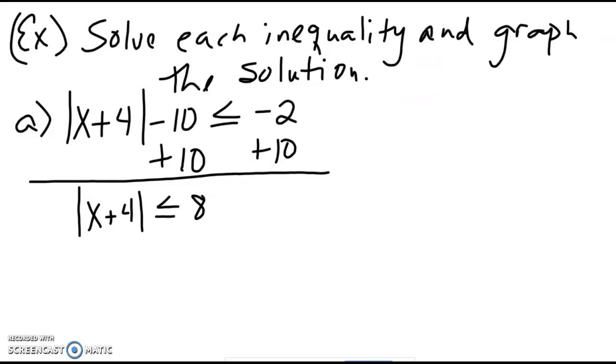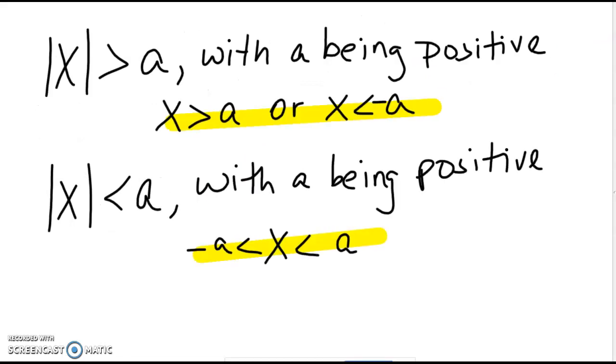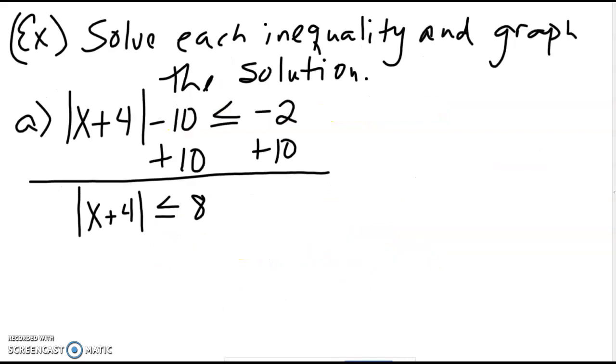Okay, so that is like the second one here, correct? If it's less than a value, that means it's going to be in between two sets of numbers. So in this case, 8 is positive, so it's all good. The absolute value of x plus 4 is less than or equal to 8. So that means that x plus 4 is going to be in between 8 and negative 8.